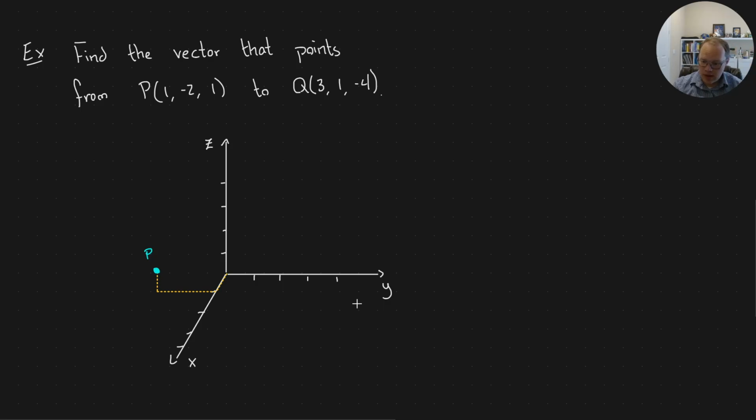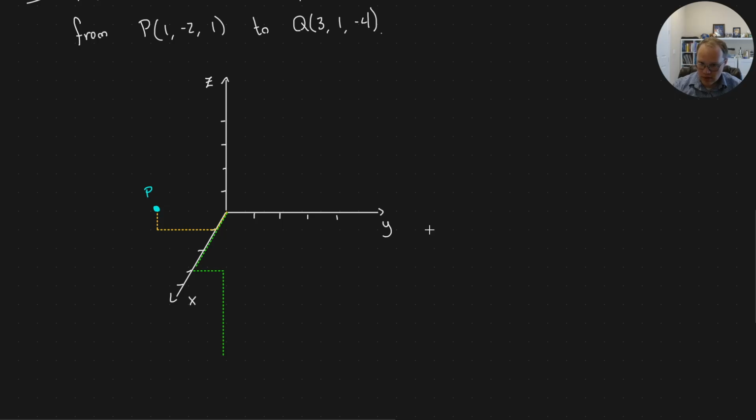Q is 3, 1, negative 4. So I'd go 3 out on the X, maybe use a different color here. 1 out on the Y. And negative 4 on the Z, so I go down 4. So let me scroll down a little bit. It'd be right about here.